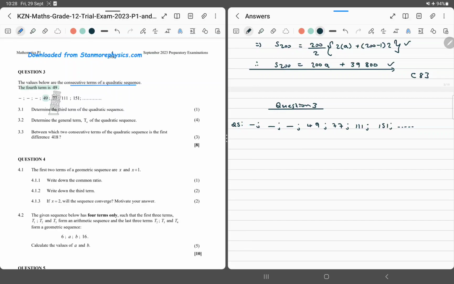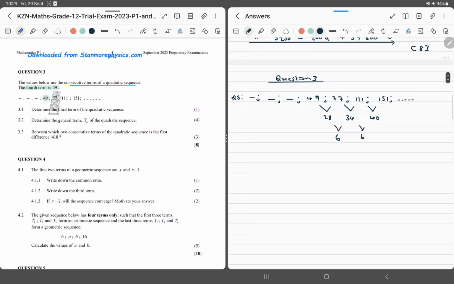this already tells you and I that we have to find the first differences. 151 minus 111 is 40. And then 111 minus 77 is 34. 77 minus 49 is 28. And then we just have to find the second differences, which we know are constant. So 34 minus 28 is 6, and that is 6 too. So we can see what is going on here.